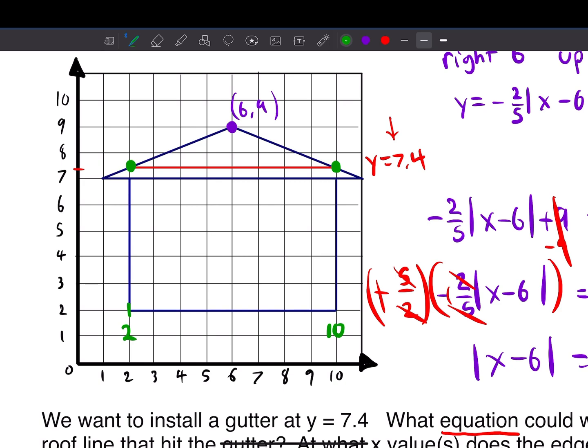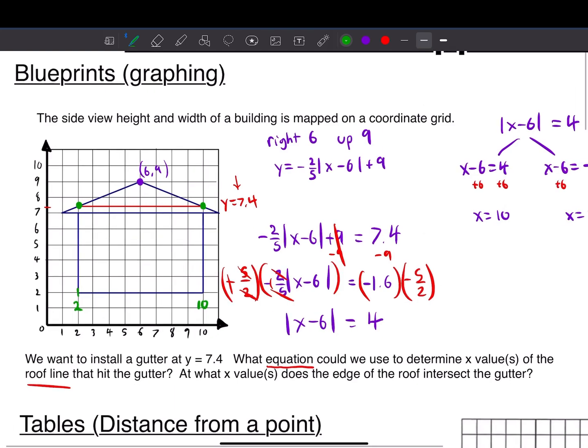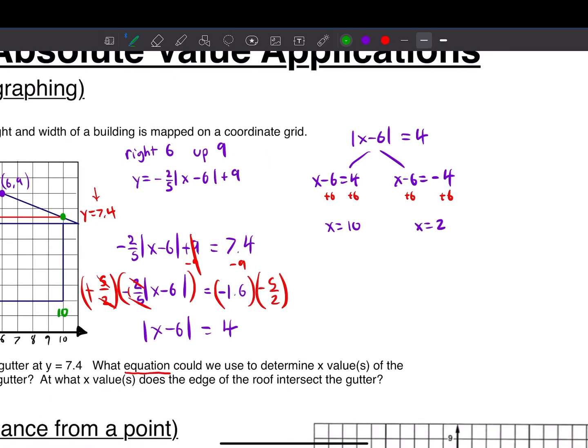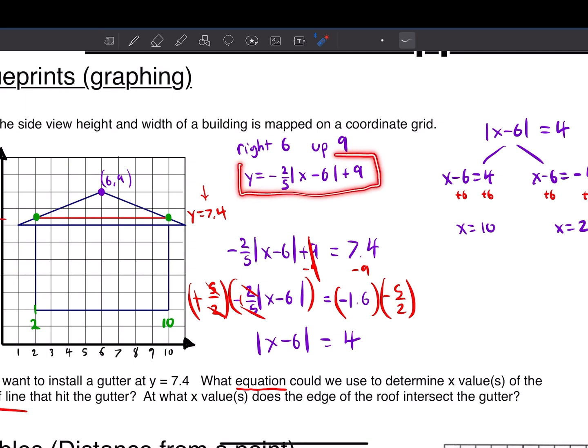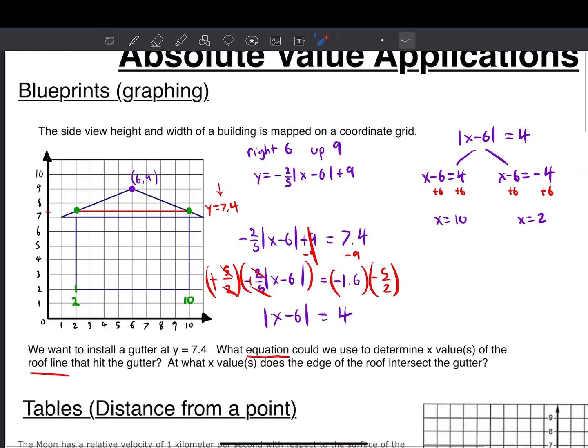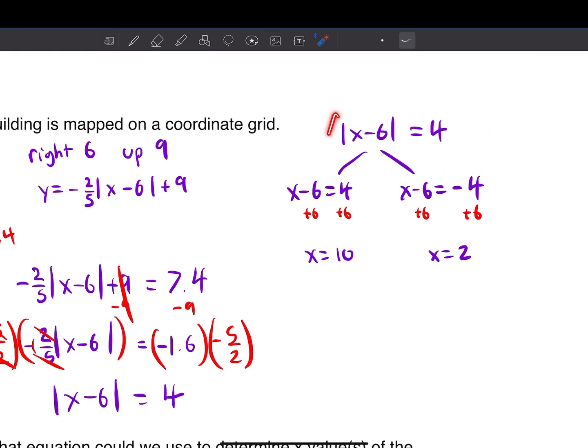Turns out the gutter is exactly as long as the edge of the building, which is kind of nice. There's a couple of ways we could solve this. One, if you want to, you could go into your calculator, literally graph this equation and graph y equals 7.4. These two equations, the roof line and the gutter line, your calculator can find their intersection, and it would be 10 and 2.